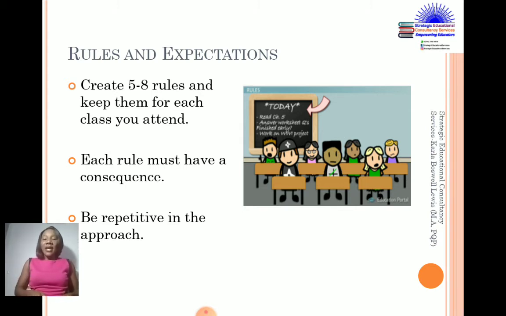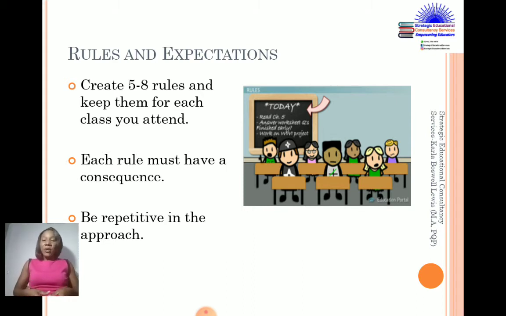Now, as was outlined earlier, each rule must have a consequence. So if you speak out of turn, this is what will happen. You'll be removed from the online space, and you'll be put into the waiting room for 5 minutes or 2 minutes. You will not be allowed to participate for the next 10 minutes in class. You won't be able to participate in the next class that we have, the introductory activity. These are things that you can do to hold the students responsible and to hold them accountable.